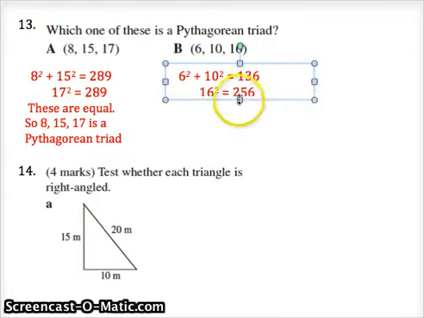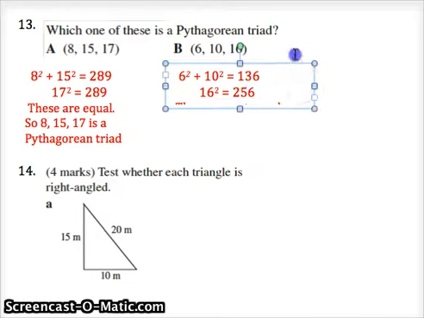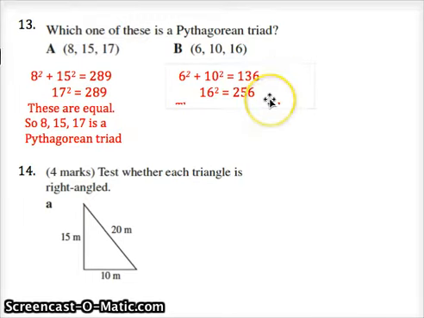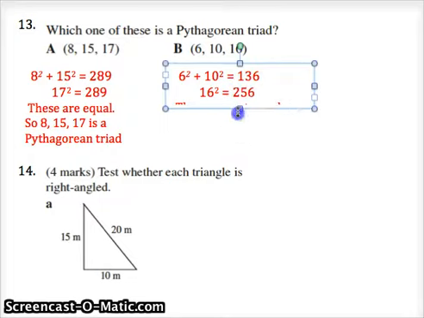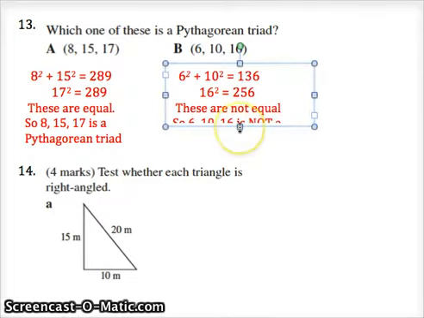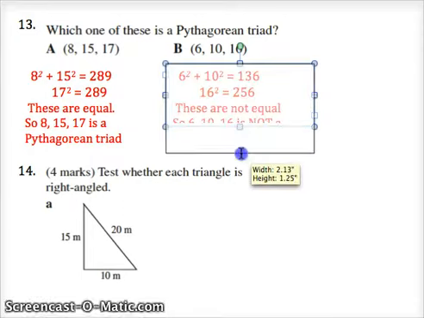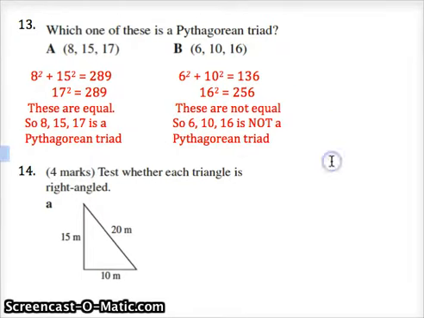Now let's look at the longest side squared. So the longest side is 16. So we do 16 squared and we get 256. Now these two numbers, 136 and 256, are not the same. So we say these are not equal. So therefore this is not a right angle, like it's not a right angled triangle. So this is not a Pythagorean triad. It'll only be a Pythagorean triad if the two shorter sides squared, when you get your answer, add up to the longest side squared.